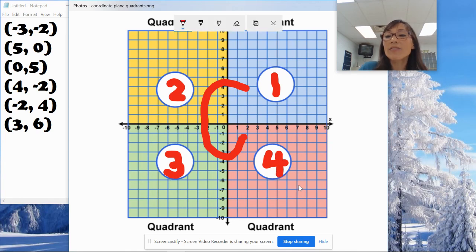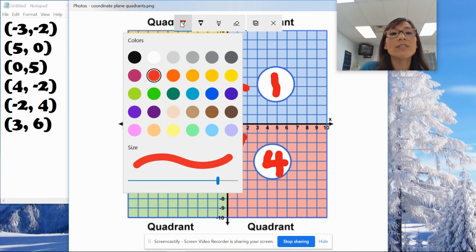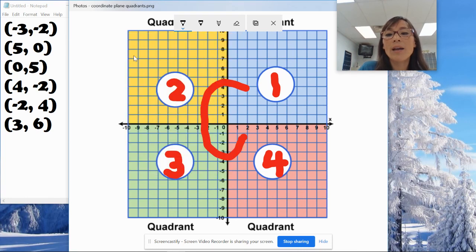So now that I have labeled my quadrants, I can look at my points, graph the points, and then decide what quadrant it's in. Or it could also even be on the x-axis or the y-axis. So let's look at -3, -2. My -3 tells me to go left 3 spaces and then down 2 spaces. So I'm going to plot my point there. I notice that that is in quadrant 3.